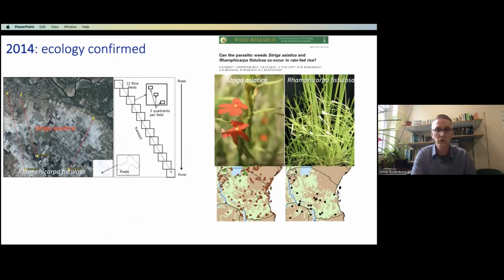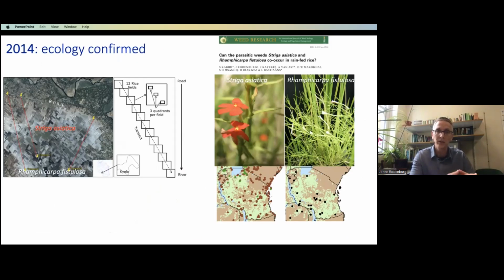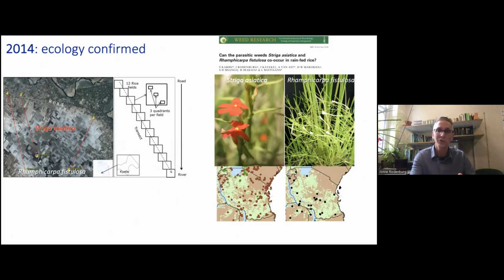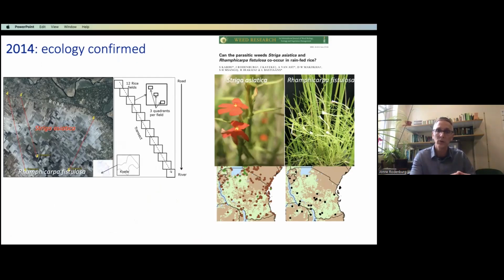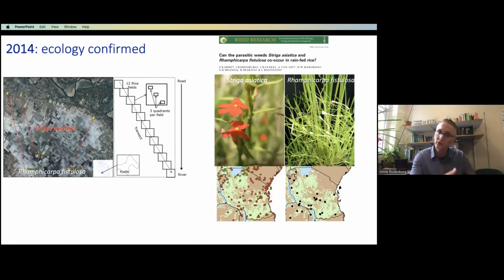Now we also studied the ecology. We wanted to know. Of course, we had seen it basically in rain-fed lowland rice, but we wanted to confirm whether this species has any ecological plasticity, and whether it was really restricted to rain-fed lowland rice.